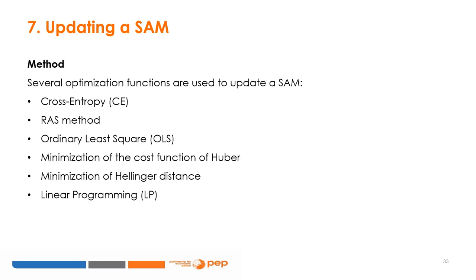Several optimization functions are used to update a SAM. Those commonly used are cross-entropy, CE, RAS method, ordinary least square, OLS, minimization of the cost function of Huber, minimization of Hellinger distance, linear programming, LP.